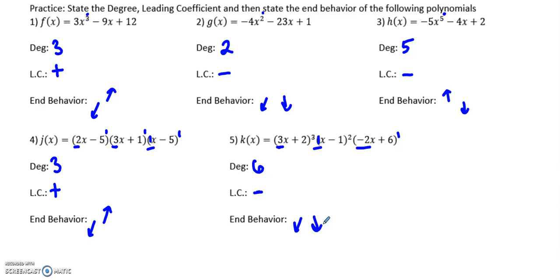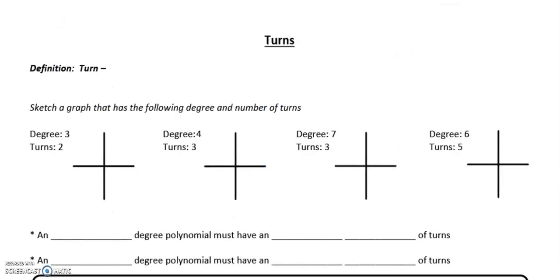So we can get an idea of what these graphs look like on the far left and the far right, but we still don't know what the middle of the graphs look like. And that's where we're going to bring in this idea of turns. Turns are going to start to help us determine what the middle of a graph looks like. By definition, we're just going to refer to a turn as an extrema, so a max or a min. Every max or min I'm going to call a turn in my graph.